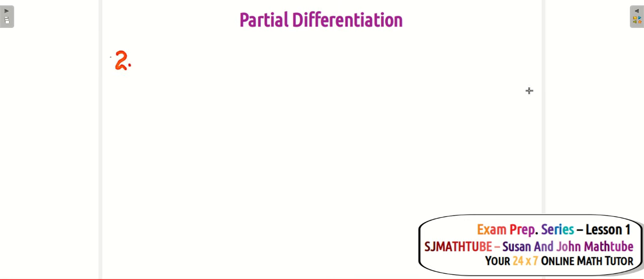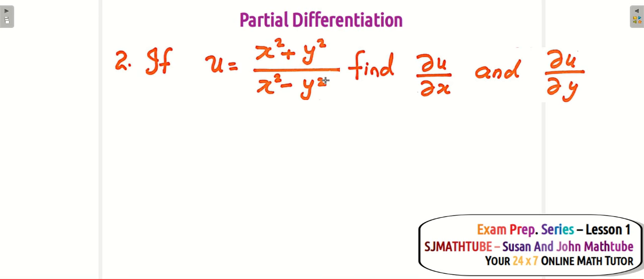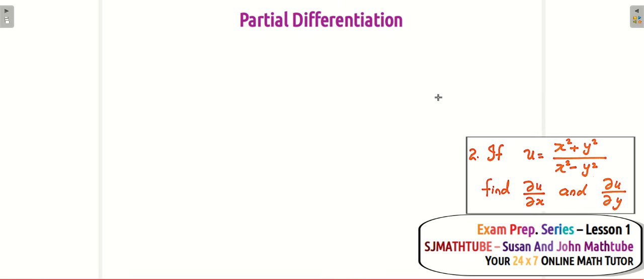So now let's go for the second question, that is, if u equal to (x square plus y square) by (x square minus y square), find the partial derivative of u with respect to x and the partial derivative of u with respect to y. I'll write the question here so that you can refer anytime. Okay, so let's write the function.